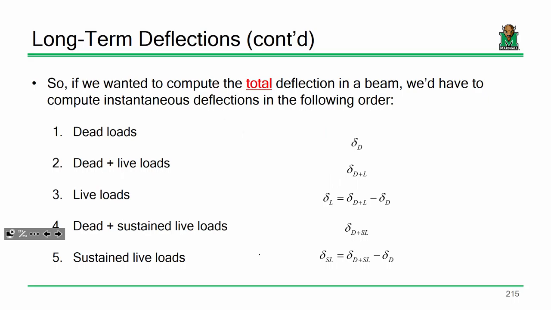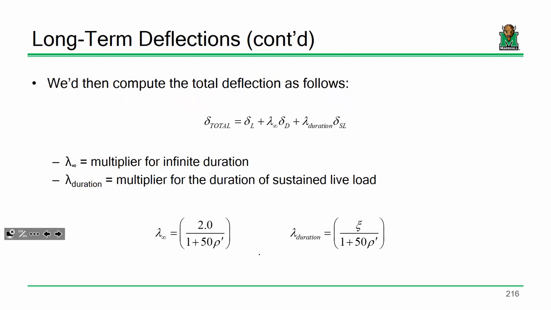So to compute the total amount of deflection, we're going to need dead loads, live loads, and then sustained live loads. But remember, we cannot compute live load deflection by itself. We have to compute dead load deflection, and then dead plus live load deflection, and then take the difference. The same thing with sustained loads. We can't calculate sustained live load deflection by itself. We have to calculate dead load deflection and dead load plus sustained live load deflection and take the difference. Sound good?